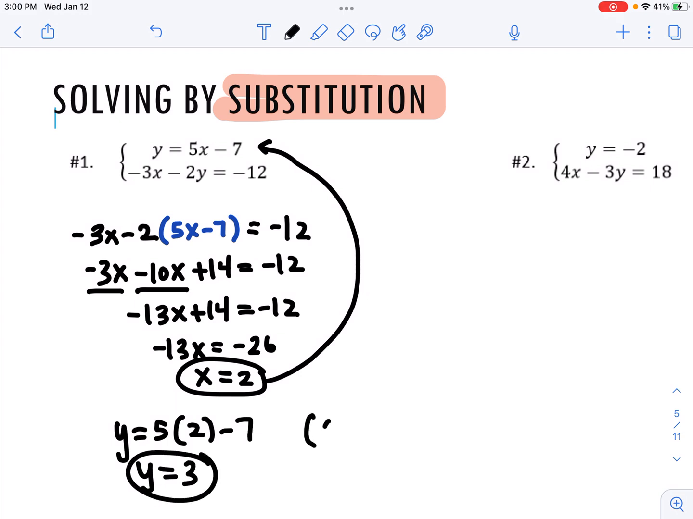Now we have an x coordinate, which is 2, and my y coordinate 3, and what we're saying here is that this is the solution to that system. This is the only value of x and y that will satisfy both equations, and this is the point of intersection.